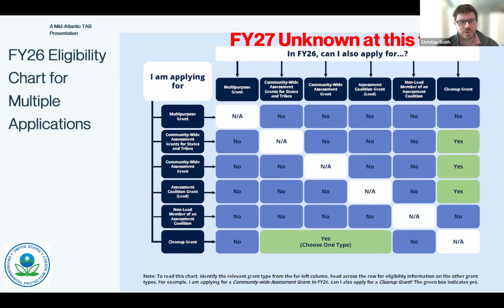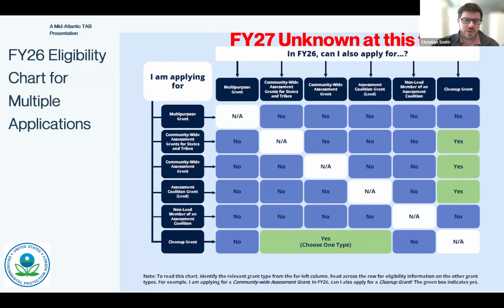But let's say you apply for a cleanup grant down there on the bottom, well, then you're also going to be eligible to apply for assessment grants at the same time. That's your community-wide assessment grants for states and tribes, your community-wide assessment grant, or your coalition assessment grant. So if you submit multiple applications, you'll probably get contacted by your local EPA region just asking, hey, you can only submit one application unless you line up with this chart where it says you can submit multiple. So take a look at that if you're interested in applying for multiple different grants at once.